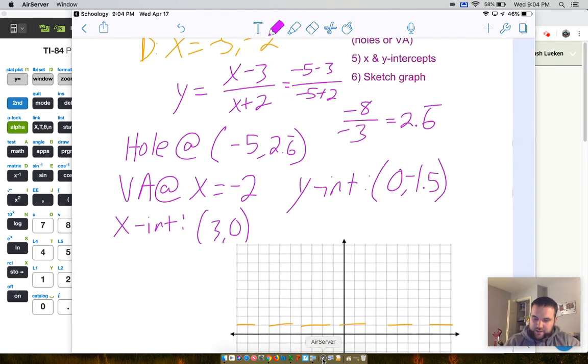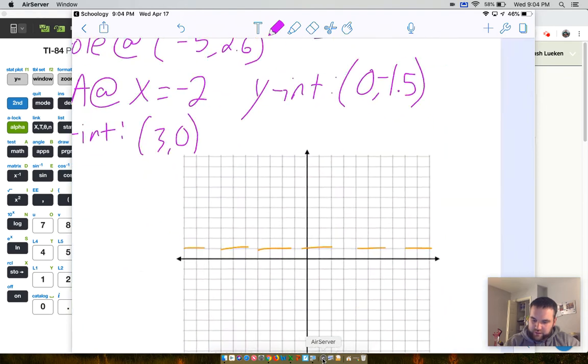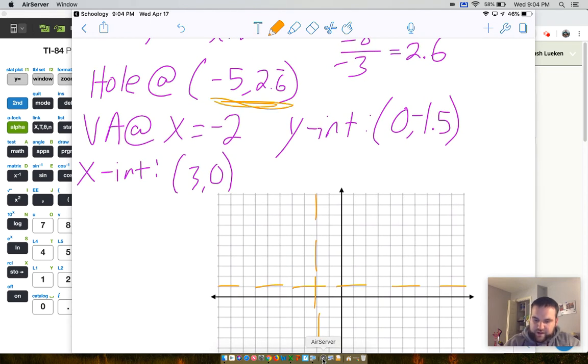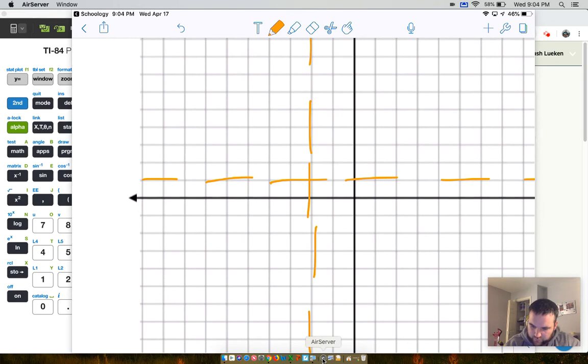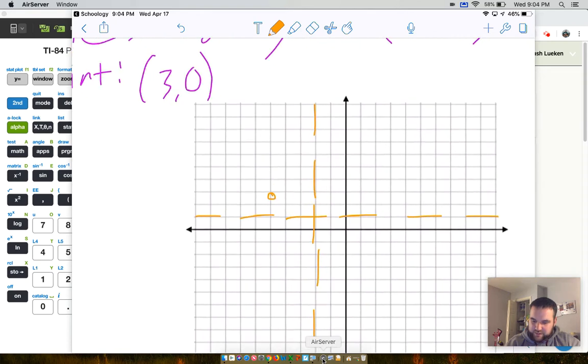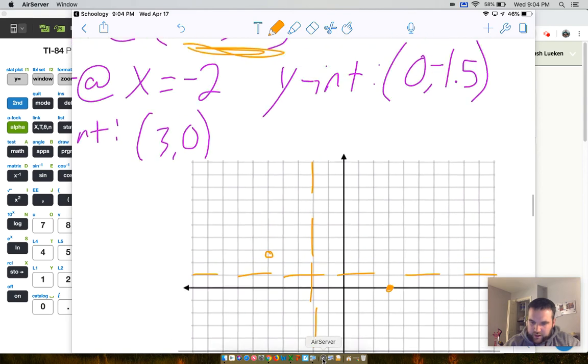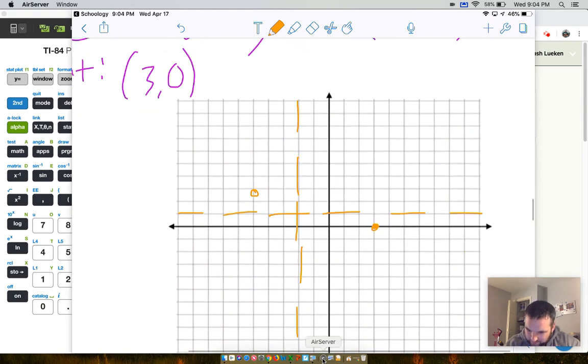So all that said, I'm going to go ahead and put this on there. I already have my horizontal asymptote. I'm going to go ahead and put on the vertical asymptote at negative 2. The hole is at negative 5 comma 2.6 repeating. So 1, 2, 3, 4, 5, 1, 2.6 repeating. So about right there. But again, this is a hole in the graph. I have an x-intercept of 3 comma 0, 1, 2, 3. I have a y-intercept of 0 comma negative 1.5.